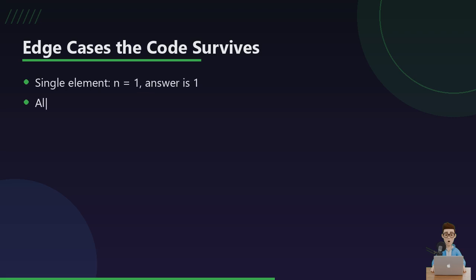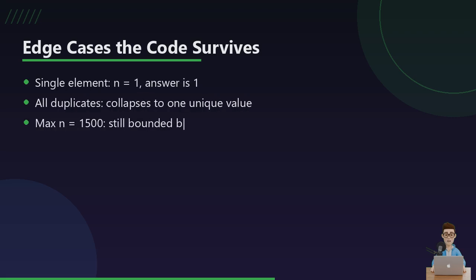With just one element, unique has one value, XOR2 has one value, and the final set has one value, so it returns 1 correctly. Whether the array has one element or 1500, the middle set never exceeds 2048. So nothing here ever slows down or breaks.